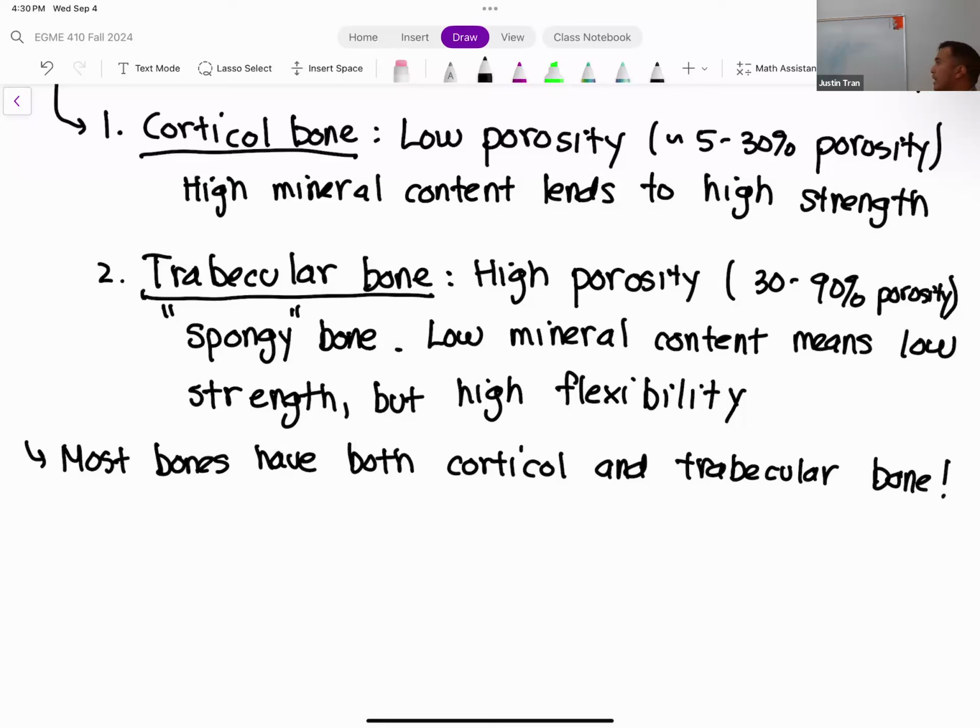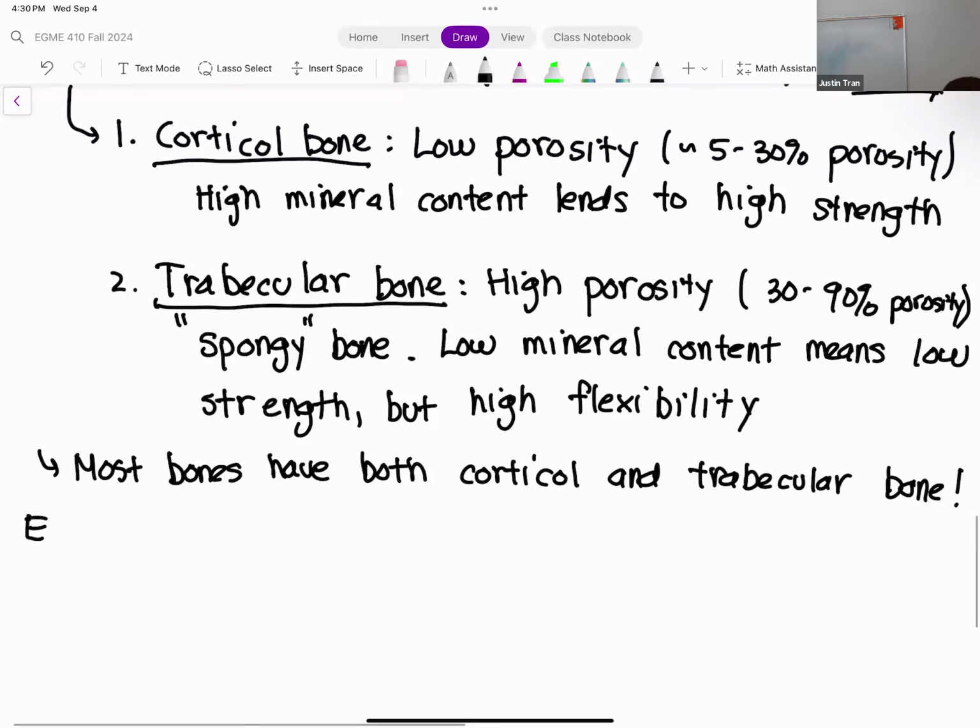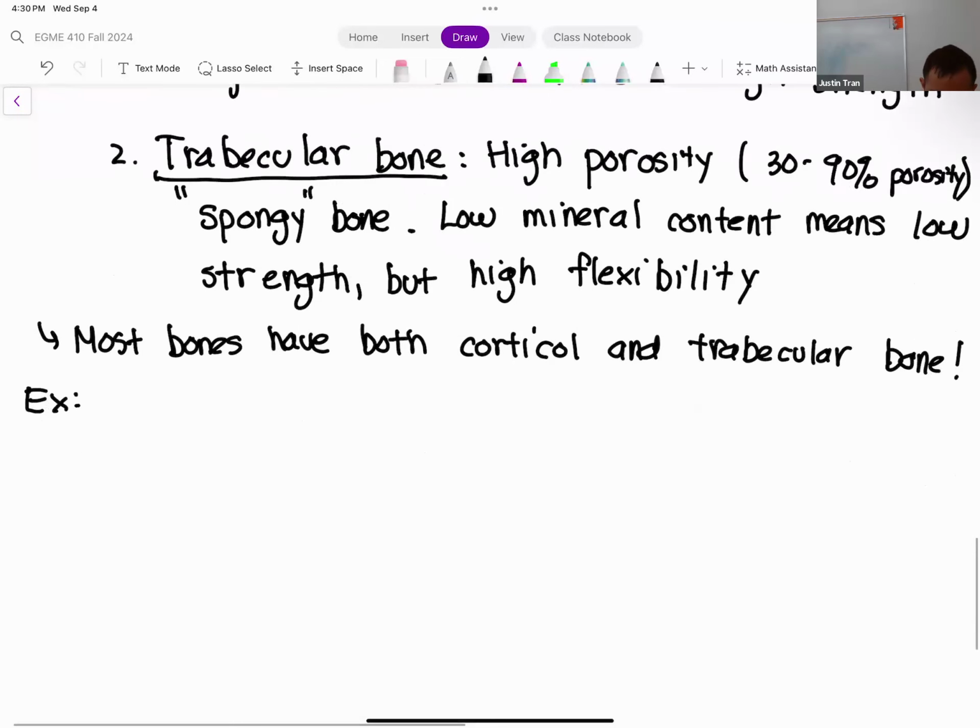Okay. And so when I say cortical bone or trabecular bone, it's not referring to an entire bone structure. It's referring to the type of bone tissue. Okay. So let me give you an example. A very typical long bone in the body. Right. So the long bones are the bones that comprise your limbs, and so this could be one of the bones in your leg or your arm.